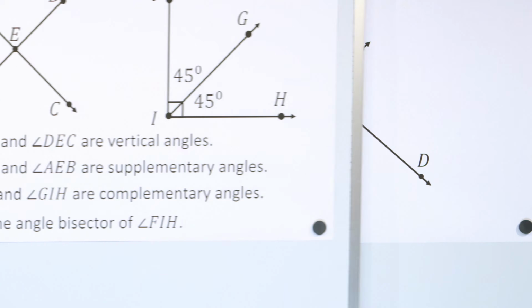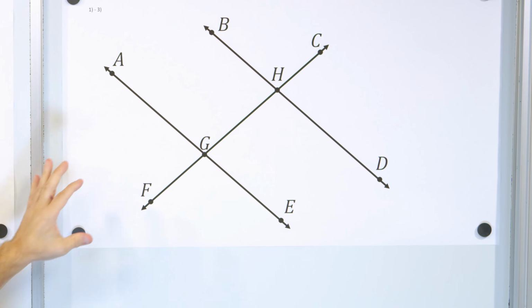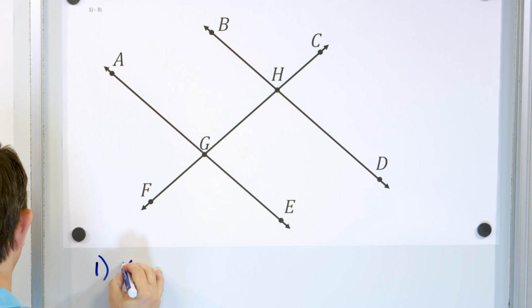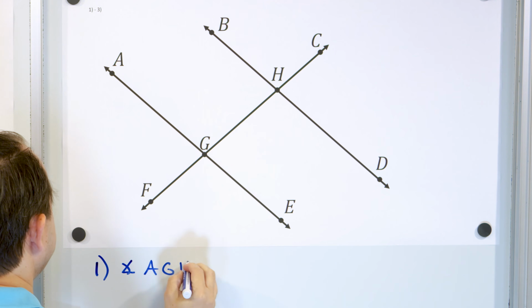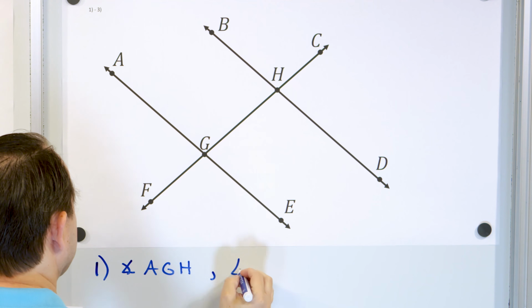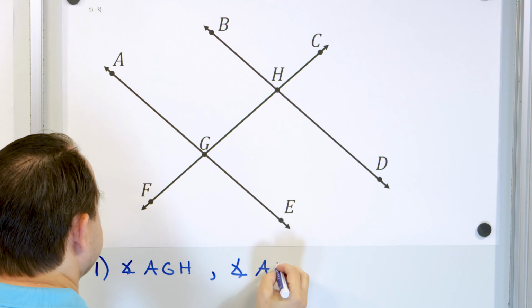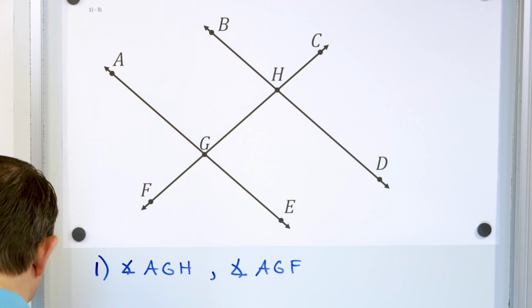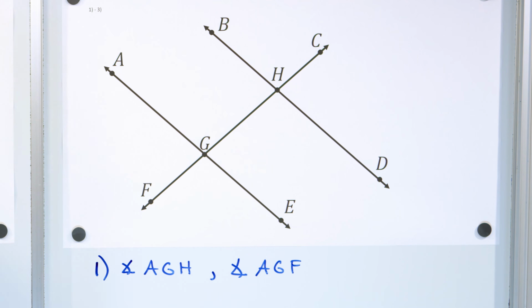All right, now let's take a look at our first actual picture. So here we have a little more complex diagram, but that's just so we can get some maximum usage out of the problem. For problem number 1, I'll write the problem down below here and we'll talk about it together. I want you to take a look at angle AGH and angle AGF, and tell me what the relationship between these angles is. Are they complementary? Are they supplementary? Are they vertical angles?